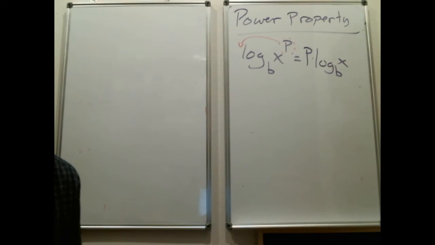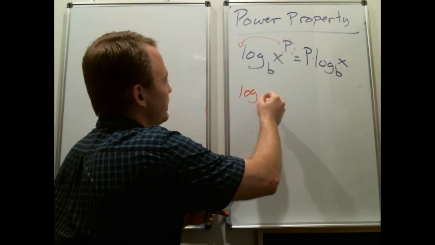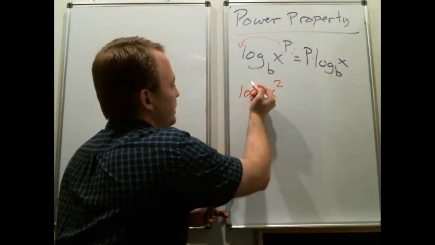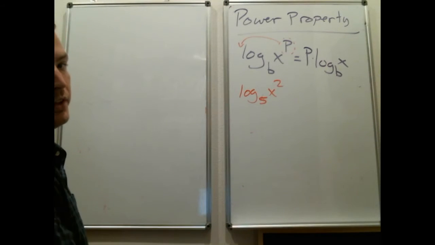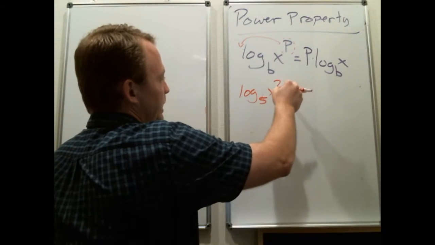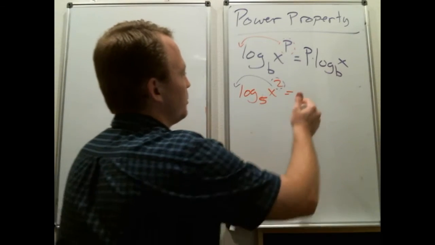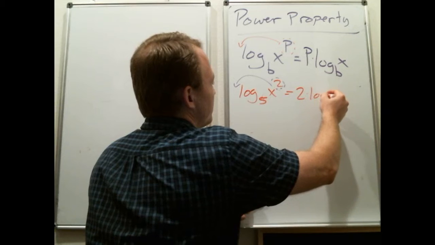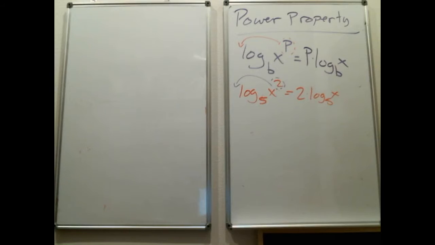And a couple examples will help make that a little clearer. Let's say we had log base b of x squared. Let's not say b there. Let's say 5. Log base 5 of x squared. We follow the power property. That means we can take this power and move it to the front of this term, and now we're multiplying 2 times log base 5 of x. And it's as simple as that.